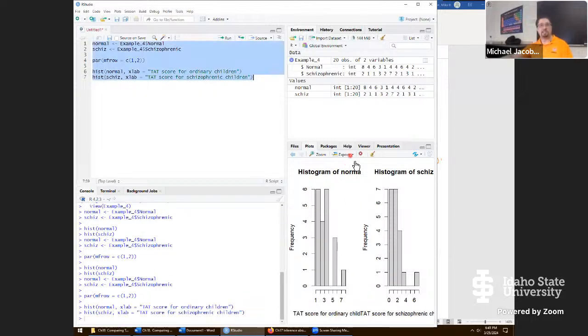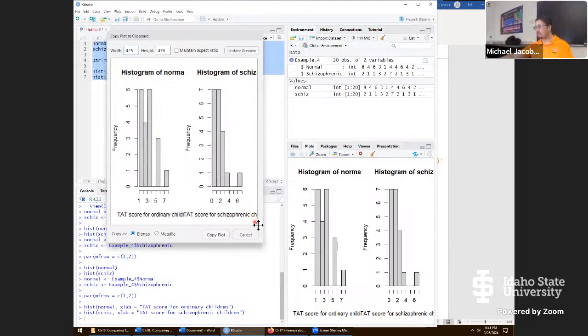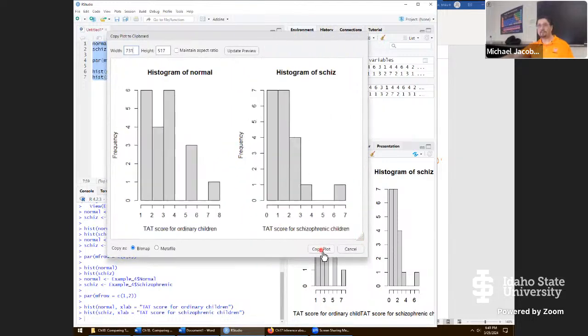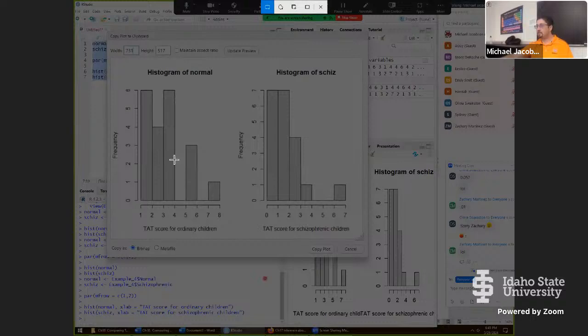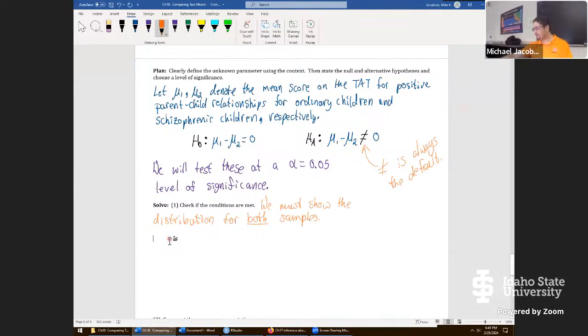Well, it's sort of there. Get a better view, click on the export, copy to clipboard. Then from here, I usually click on copy plot, but this version of RStudio doesn't want to work. I'll just take a screenshot at this stage. So here's where we are so far.